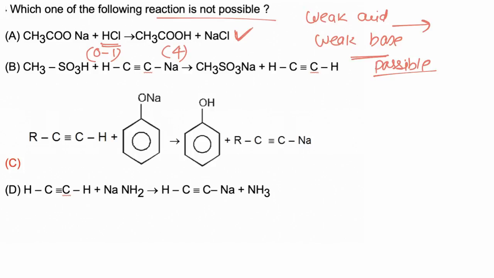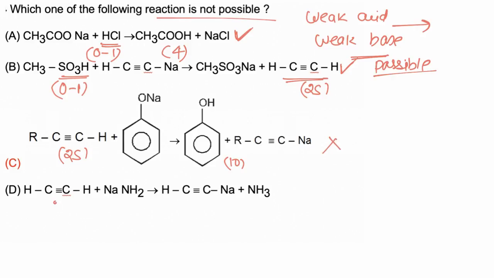In the second case, from sulfonic acid, an alkyne is formed. Sulfonic acid has a pKa value of approximately 0 to 1. Now acetylene is formed which has a pKa value of 25. So again, moving in the forward direction, weak acids are being formed, so this reaction is also possible. In the third case, now an alkyne is present on the reactant side which has a pKa value of 25, and on the product side phenol is formed. Phenol has a pKa value of 10. So a weak acid is getting converted to a stronger acid, so this reaction is not possible.